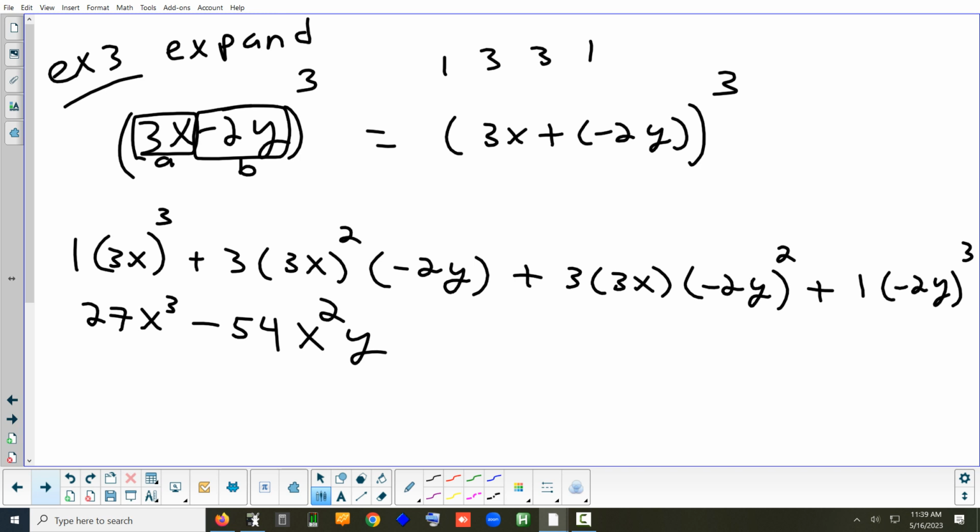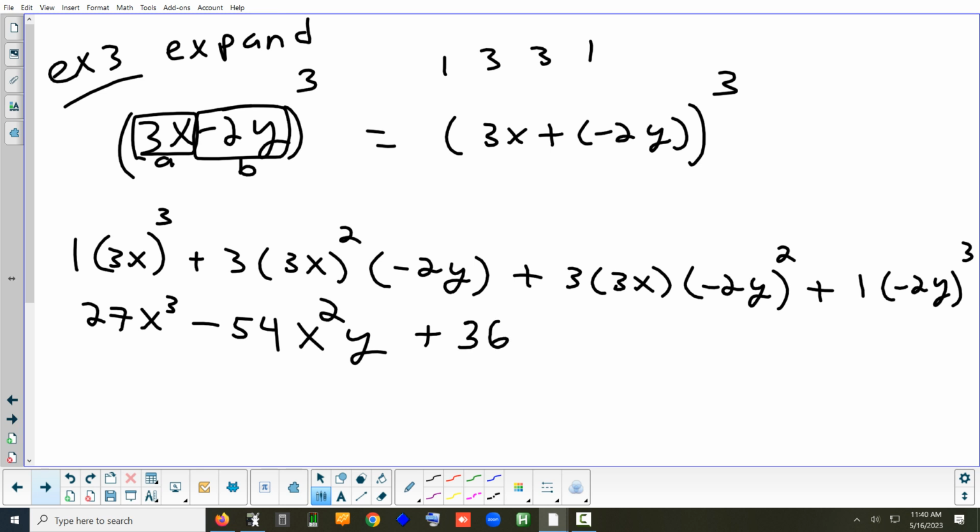Okay, the next one. Is it going to end up being a plus or a minus? It's going to be a plus, because it's squared. What's negative 2 squared? 4. 4 times 3 is 12, times 3 again is 36. So the coefficient is 36.